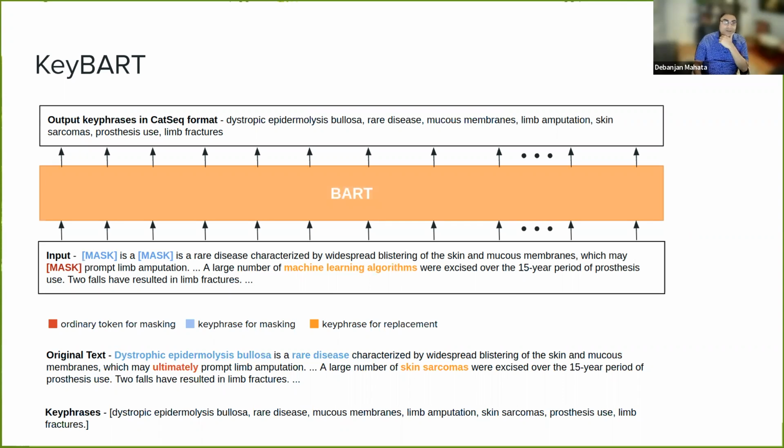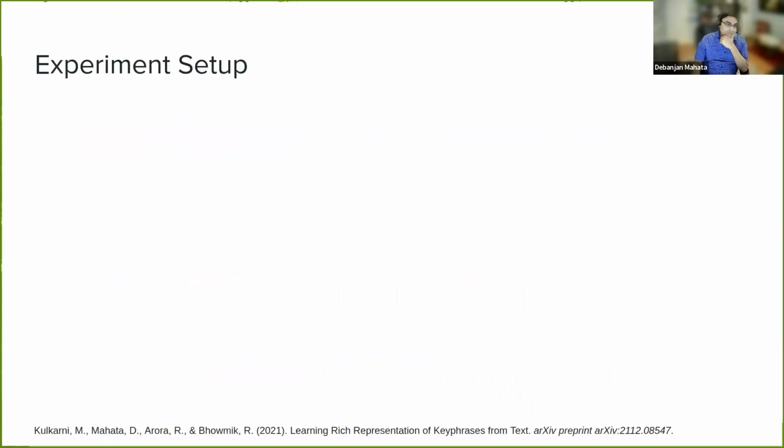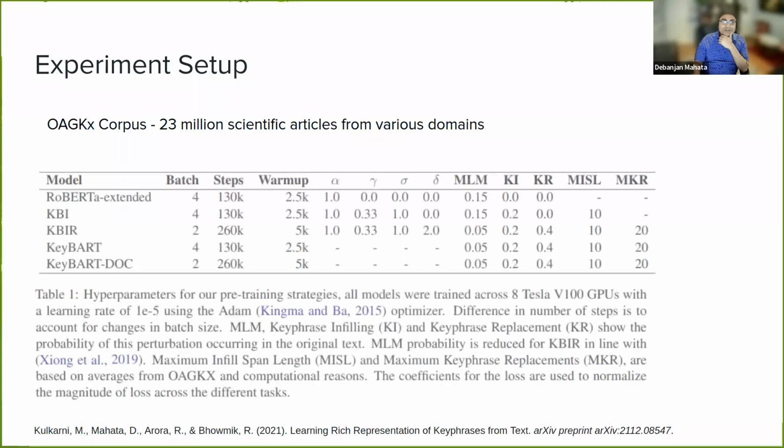And this way we train another model on top of BART. And there's another model that we train in order to be fair, where instead of generating the key phrases, we generate the output text. We do this so that we can do a fair comparison between these two setups on the same data set. So for the experimental setup, as I said, we use the OAG-KG corpus of 23 million scientific articles from various domains.